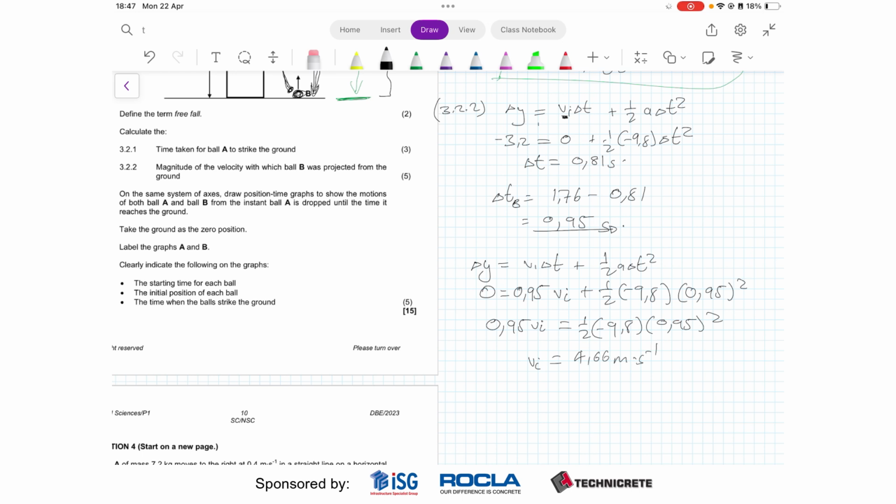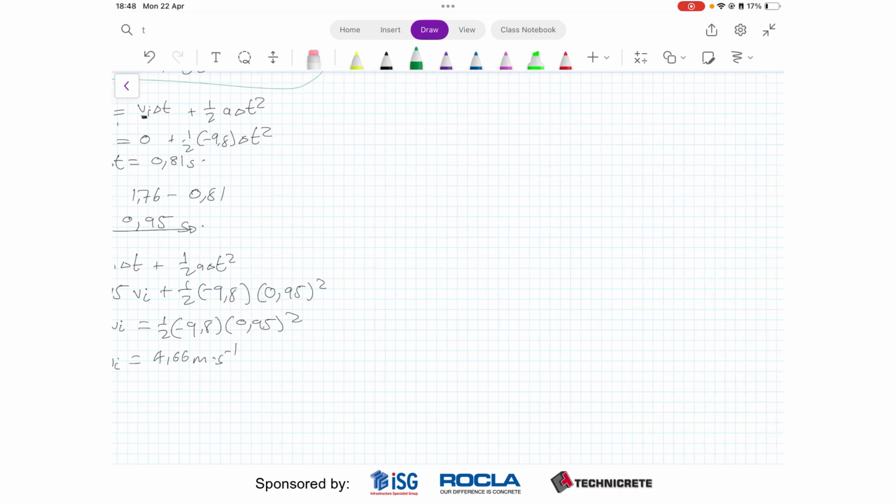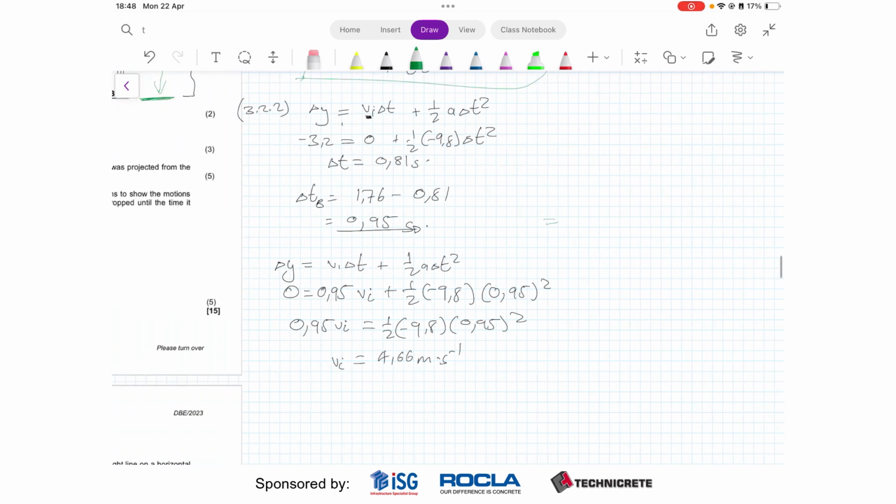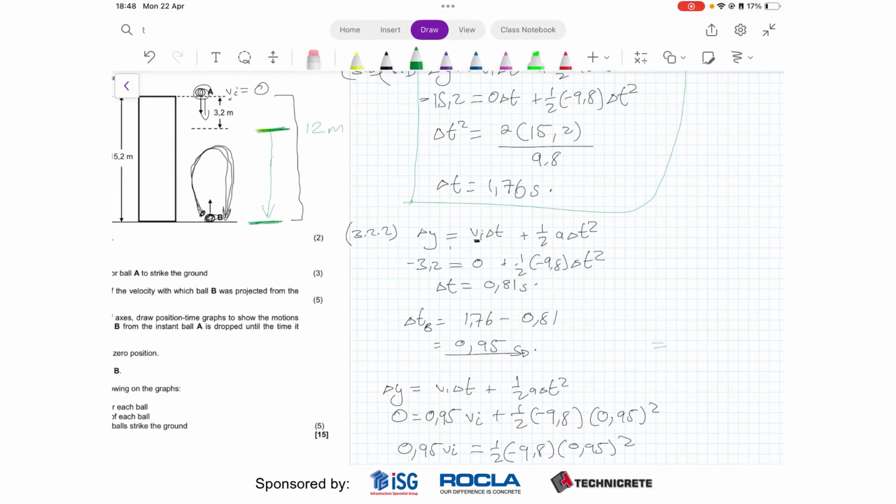Now, some of you might be thinking this is a bit complicated. Isn't there an easier way for us to do this? Okay. There is a different way that we can approach this question, and that is to say that the time it takes for ball B to go from the ground up to its maximum point is half the time it takes for it to complete its motion. Okay, that's okay.